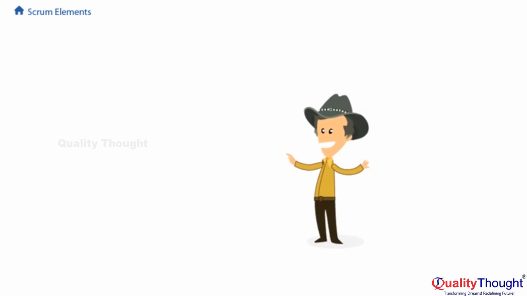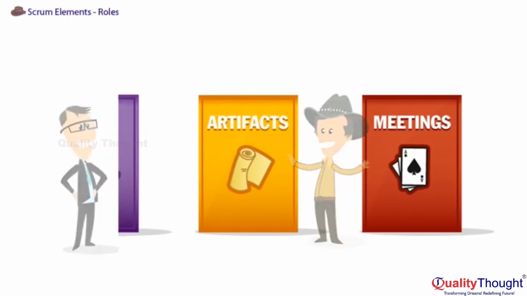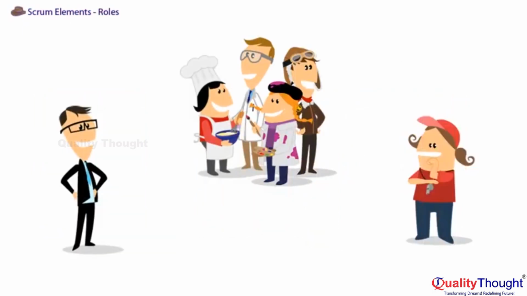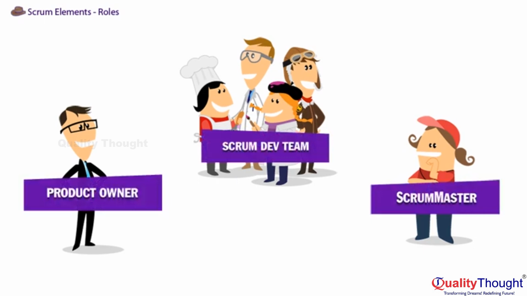Scrum provides a structure of roles, meetings, rules, and artifacts. Let's do a quick overview of them now. There are only 3 roles defined by Scrum, and we'll go through each one. Product Owner, Scrum Development Team, Scrum Master.